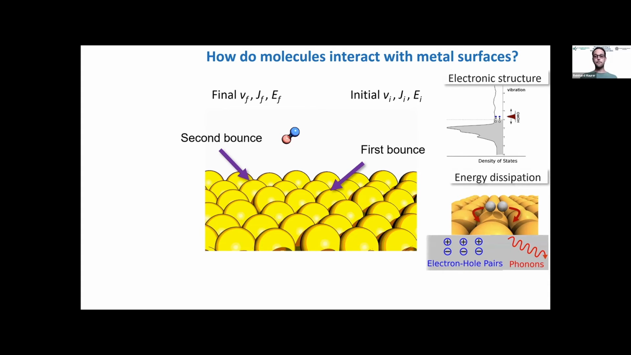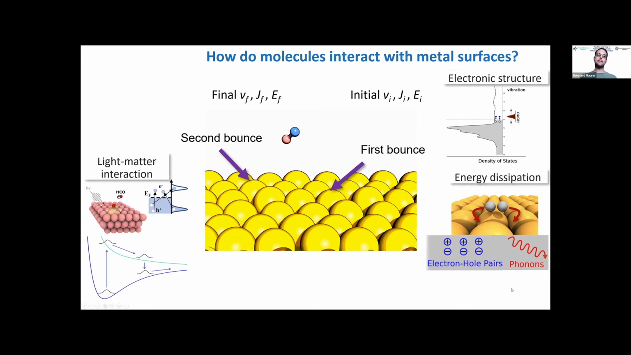And that can be via vibrational energy exchange, but it can also be by exciting electronic excitations in the metal or in the molecule. And so these are non-adiabatic effects. And that's particularly interesting in the context of light-matter interaction. So if light excites electrons, and these electrons drive chemical reactions on these surfaces. And of course, that can lead to quantum dynamics. So the fact that there are coherent changes in the dynamics of the molecule on the surface.